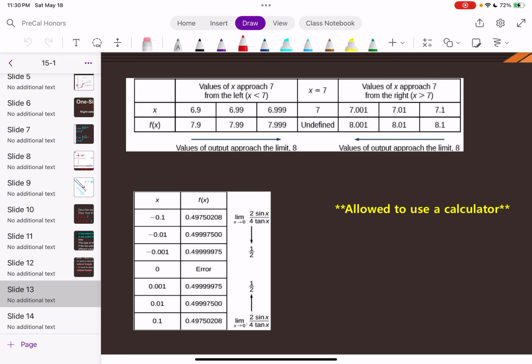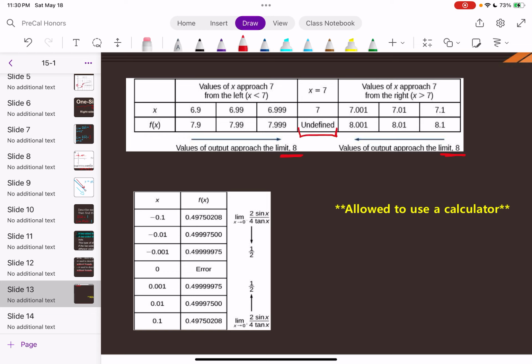As that occurs, you can see within the y values themselves, you end up with 7.9, 7.99, 7.999, and from the right side, 8.01, 8.001, and 8.1. Now, as we are approaching from the left and right side, notice the value itself would appear to approach 8. But because of the actual equation itself, the problem, it actually came back as undefined.